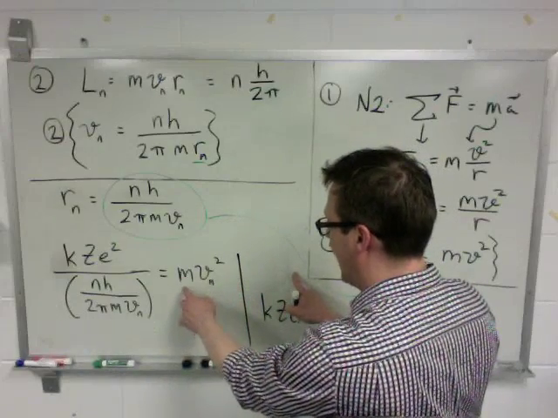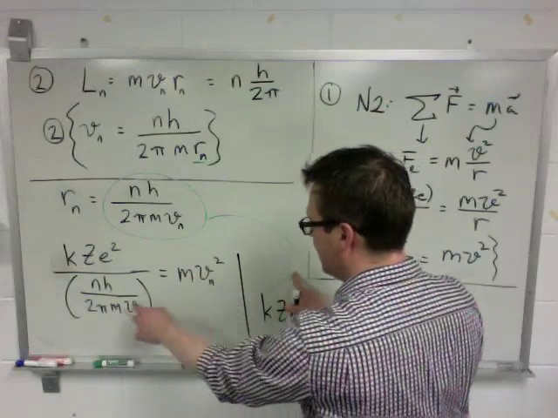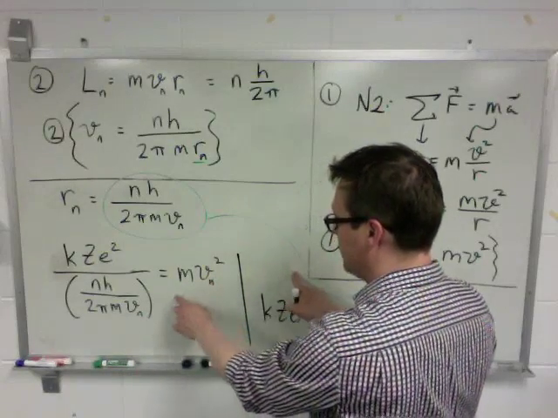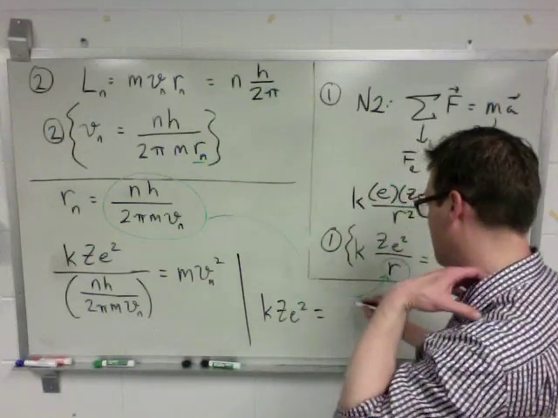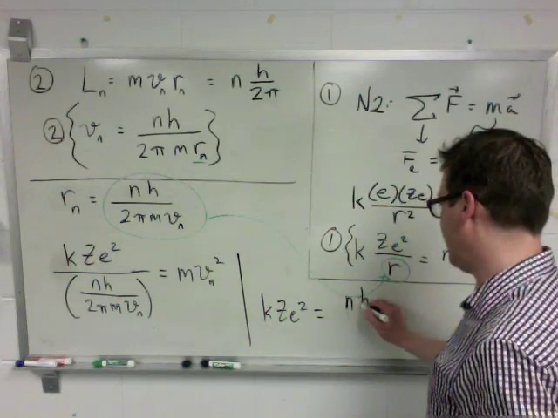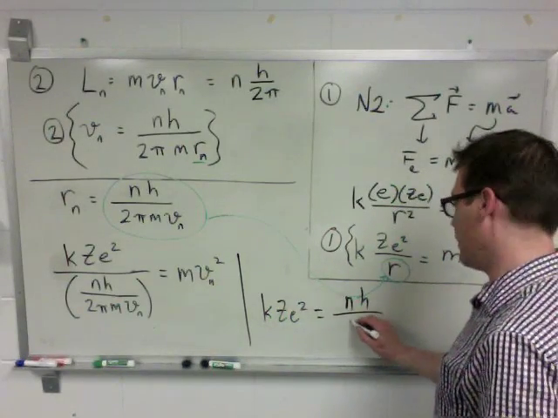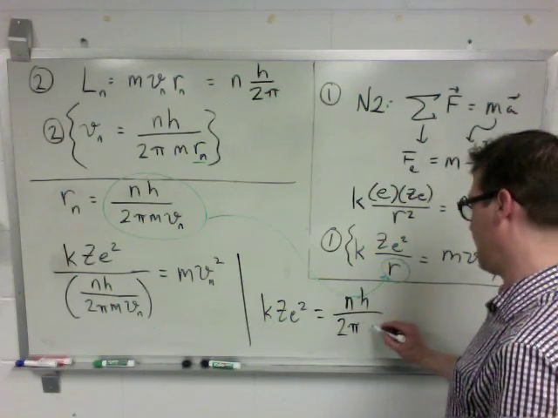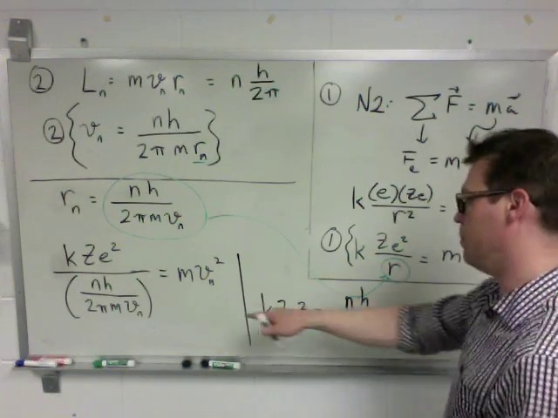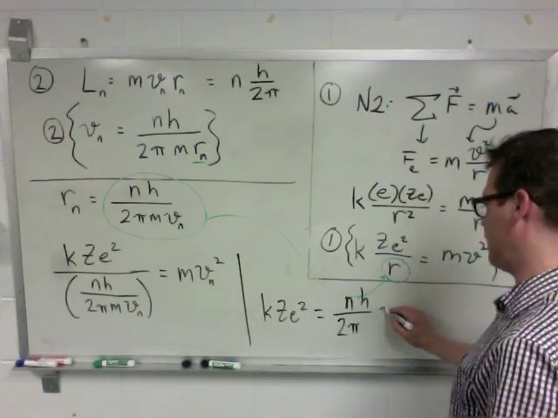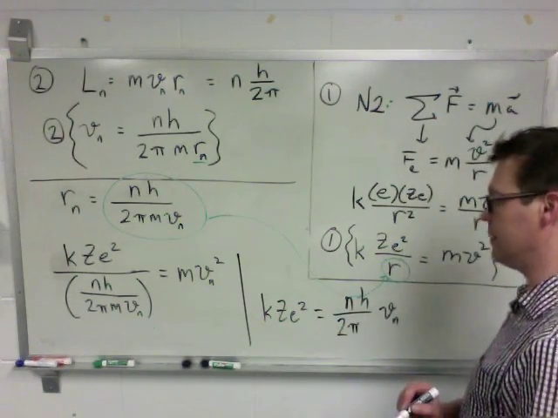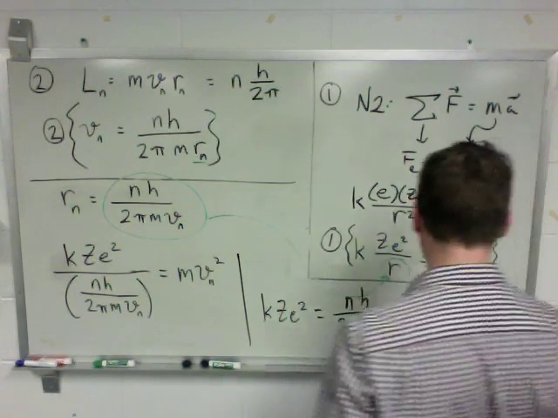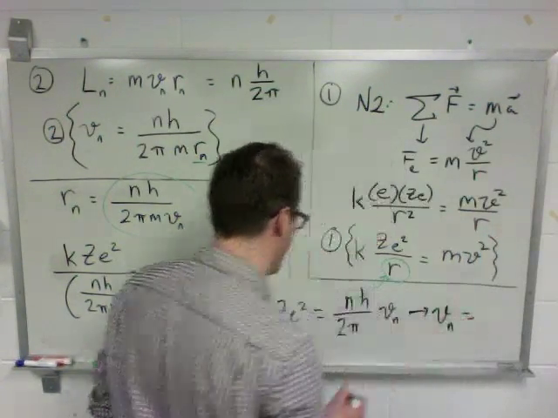You can see if I do that, this m is going to cancel that m, and one of these two v sub n is going to cancel that v sub n. So I'm going to be left with, on the right, nh over 2 pi, and I've got my v sub n over here on this side. So now you can just solve this for v sub n. Feel free to stop me at any time, and if you do that, what do you get?